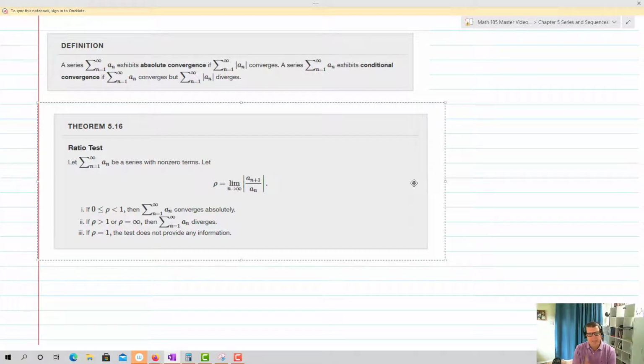And then we have these three conditions. If rho is between 0 and 1, then the series is going to converge absolutely. If rho is greater than 1 or rho equals infinity, then the series is going to diverge. And if rho is equal to 1, then we have no information. We're not going to get enough information, so we're going to have to find some other way to determine convergence. So we want to make sure that we show that one of these three occurs, and preferably it'd be 1 or 2, because 3 means we're going to have to go figure something else out.